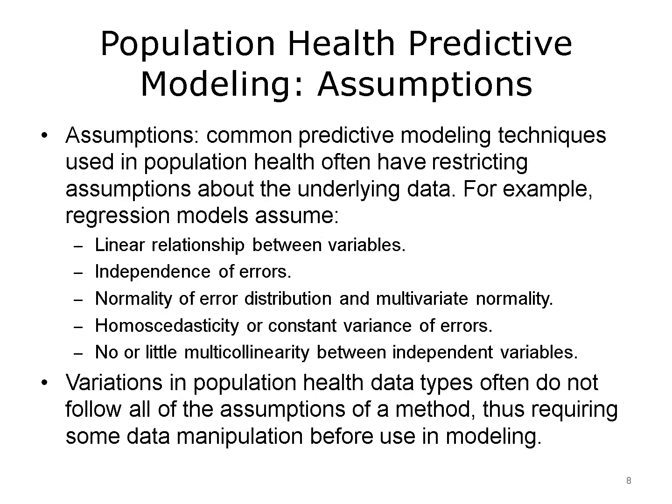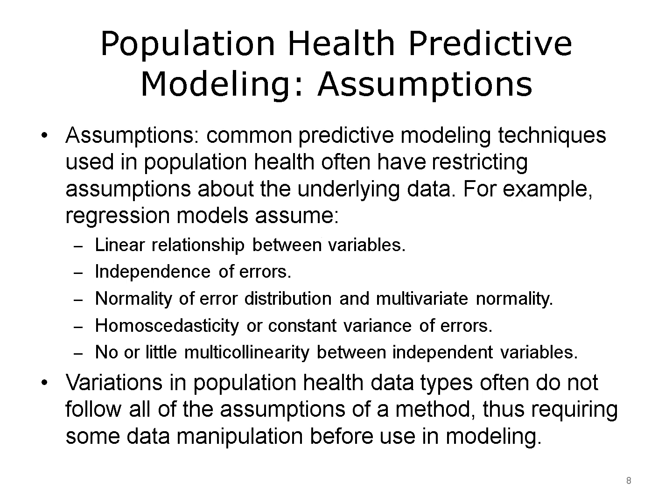There are usually a series of assumptions about the nature of the data and its types, variance, distribution, and quality when using certain statistical methods. The common predictive modeling techniques that are used in population health often have restricting assumptions about the underlying data. For example, regression models assume there is a linear relationship between variables. There is an independence of errors.